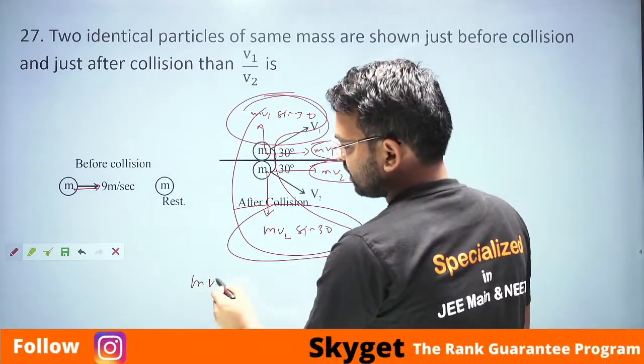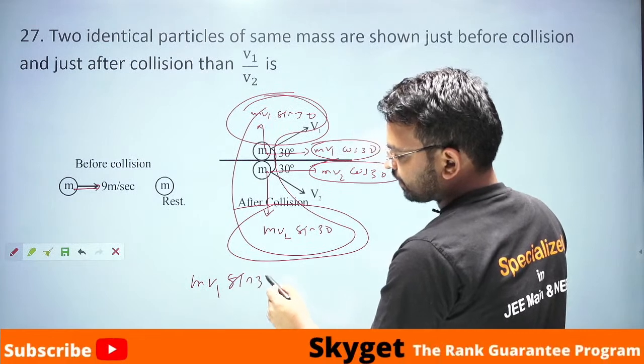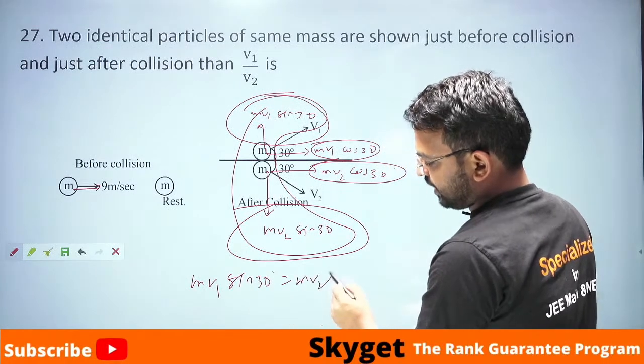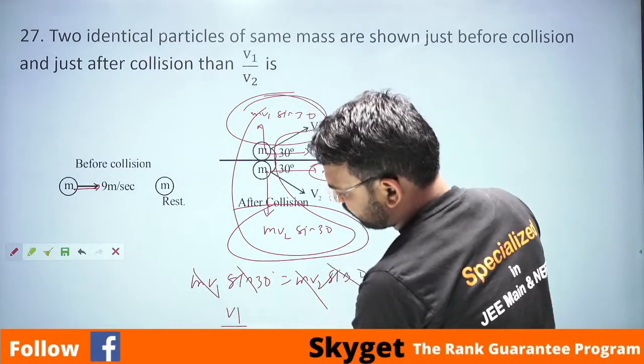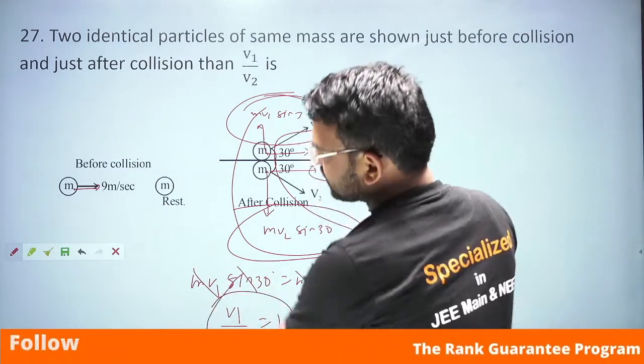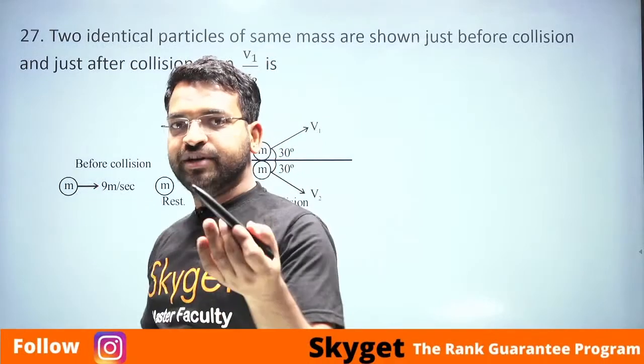So from here I can say m v1 sine 30 should be equal to m v2 sine 30. Every value cancels out, and v1 over v2 you are going to get 1. That's how fast you have to solve in your JEE Main. Simple.